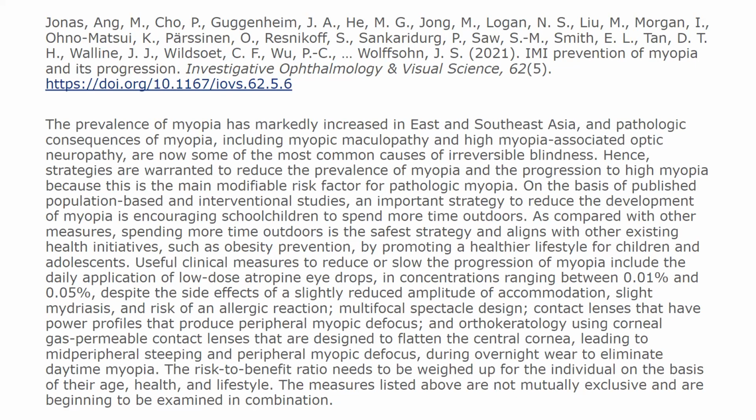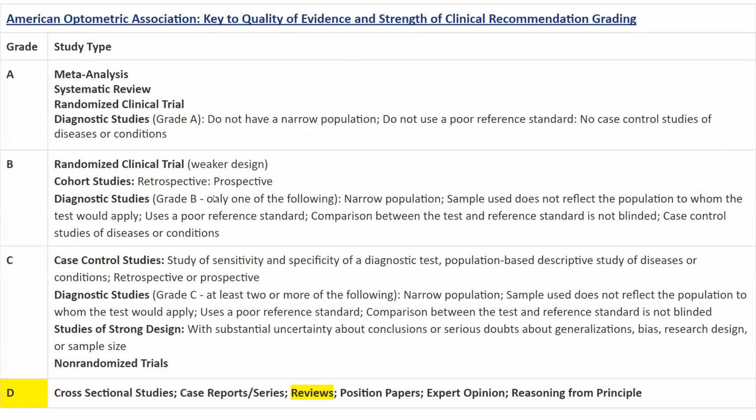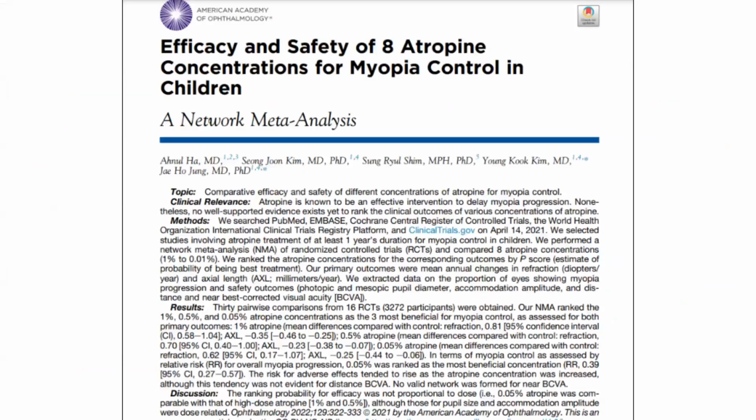It's going to be citing many studies, but this is not a study itself. This would be a great article to read to get an overview of myopia. The review does mention low atropine eye drops, and so we might be able to find references to research studies if we check the references of this article. This is a review and it's not a research study, and so it would be grade D evidence.